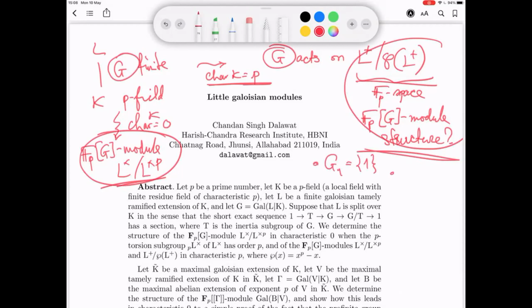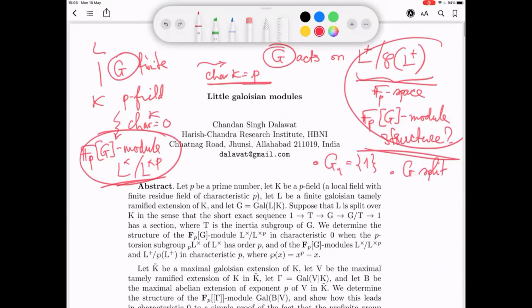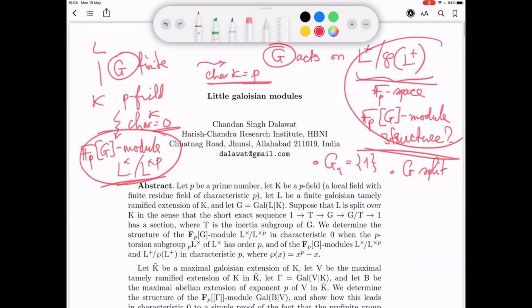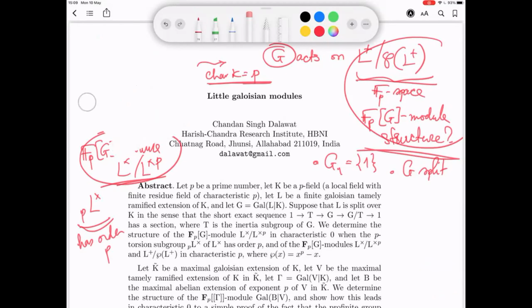That's one of the conditions. The second condition is that G is split. And the third condition, a technical condition which I need when the characteristic is 0, is that you have L star and you take the p torsion. This has order p. Namely, this is to say that this L contains a primitive pth root of unity if the characteristic of K is 0. So this is what we are going to do in this week.